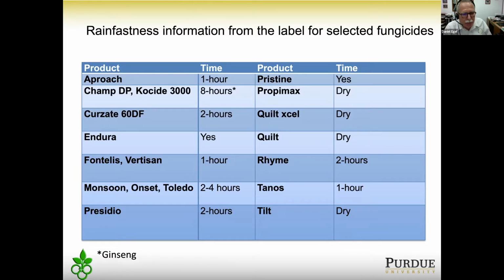Fontellus and Vertisan both say an hour. Monsoon, Onset, Toledo, and I think Vibe is in that group, 2 to 4 hours. Presidio's 2 hours. We mentioned Pristine. Propamax, Quilt XL, Quilt, and Tilt all say dry. So what this apparently means is when the product is dry in the leaf, which does not take long, the manufacturer is saying these products are rain fast. Rhyme is 2 hours, and Tanos 1 hour.